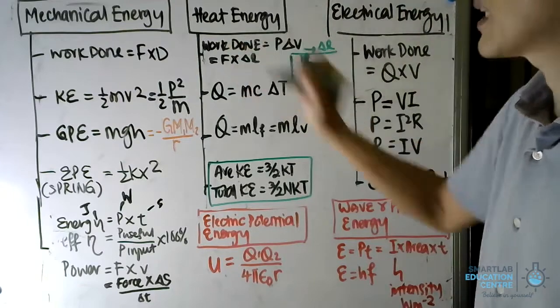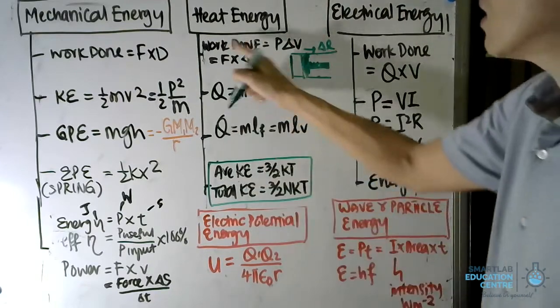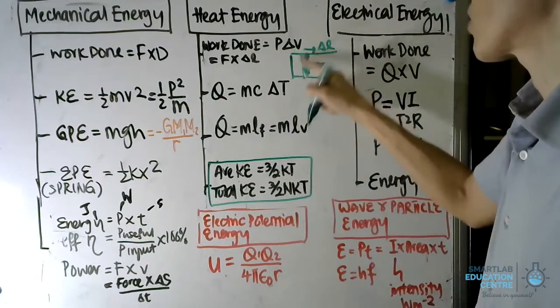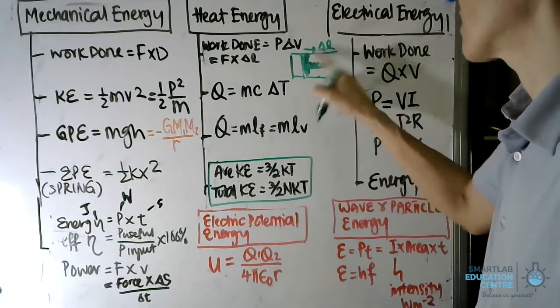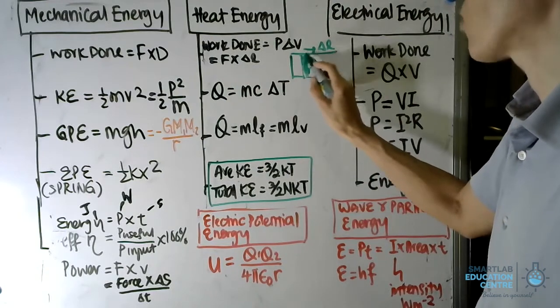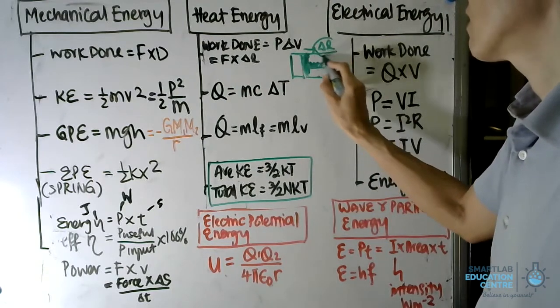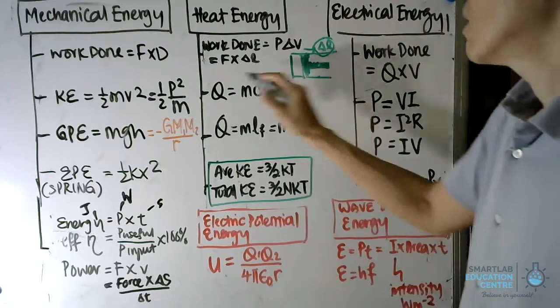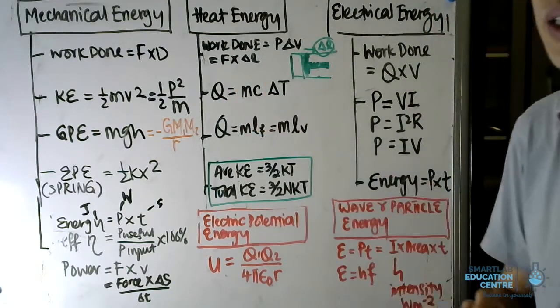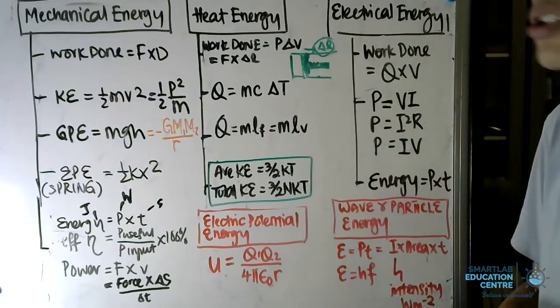For heat energy, let's take a look at the work done by a gas. Work done by a gas is equal to pressure multiplied by the change in volume. So for example, we have a sample of gas inside the piston. The work done by the gas forced the piston to move outwards by a distance change in L. So the work done can now be equal to force multiplied by the distance traveled, which is change in L.